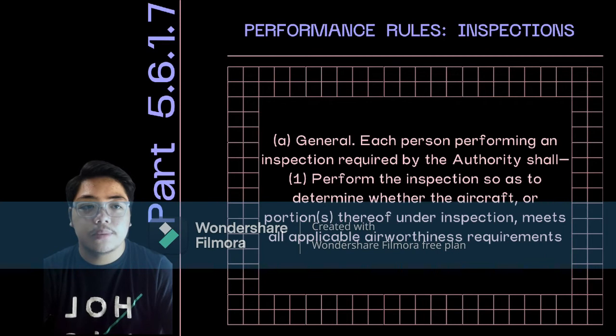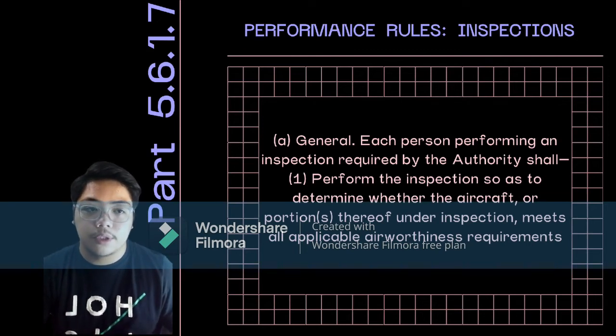The next part is performance rules and inspections. In general, each person performing an inspection required by the authority shall perform the inspection so as to determine whether the aircraft or portions thereof under inspection meets all applicable airworthiness requirements.